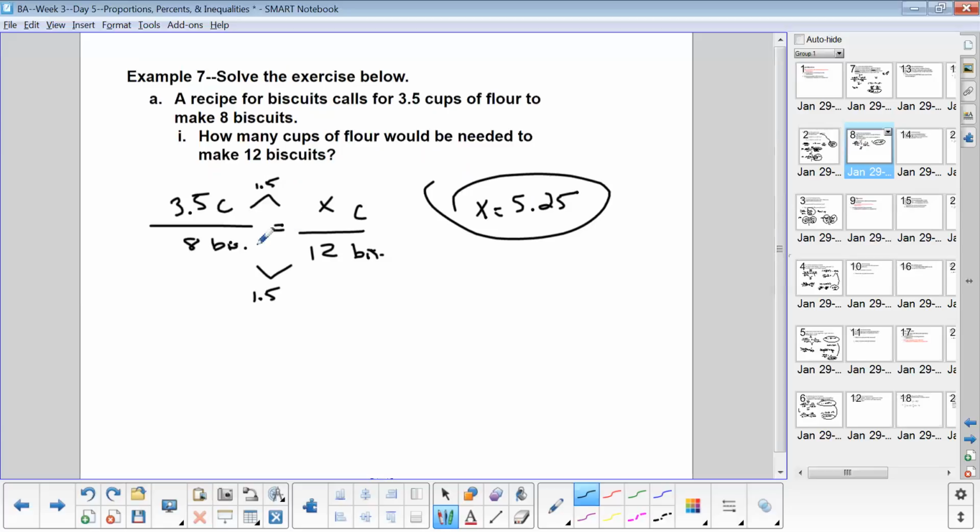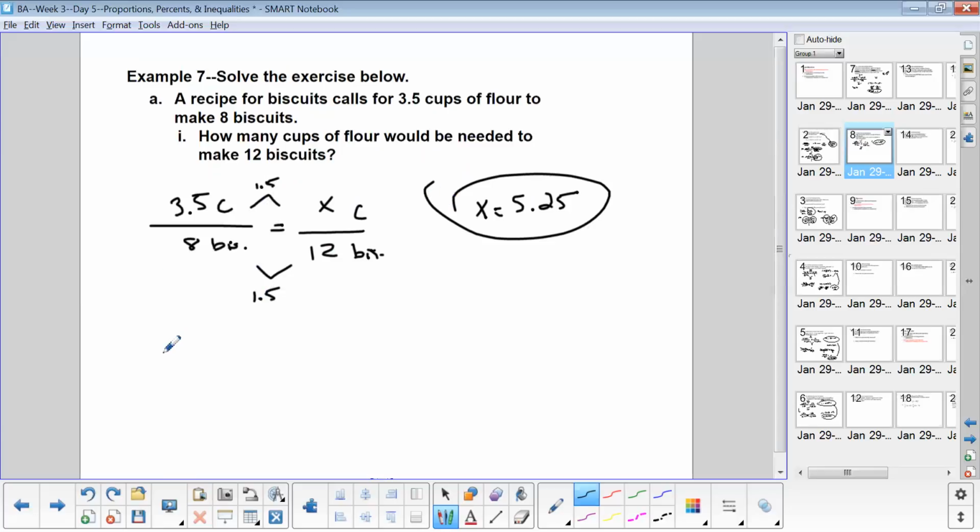So one way to figure that is I'm not really doing that cross product method. I'm just figuring out what 8 times what is to give me 12. So I'm going to multiply 3.5 by that same multiplier to give me my number of cups.